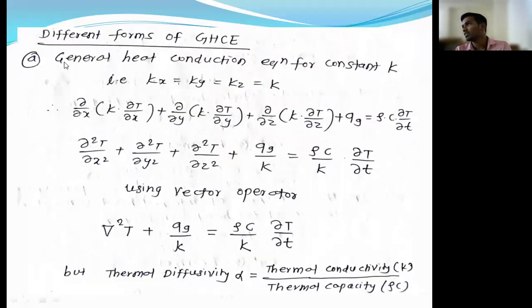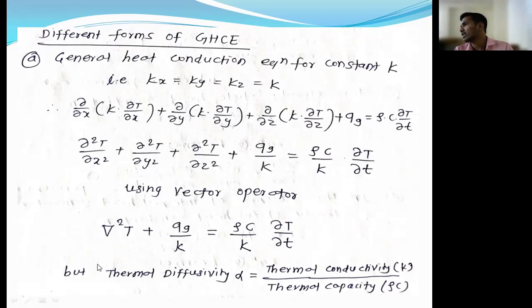In the first form, we discussed the case when the thermal conductivity is constant. Whatever the three directions x, y, z, we consider the thermal conductivity to be constant, meaning kx is equal to ky is equal to kz is equal to k. By using this, we get the general heat conduction equation: dou square T upon dou x square plus dou square T upon dou y square plus dou square T upon dou z square plus qg by k is equal to rho c by k into dou T by dou t. This is the general heat conduction equation in the Cartesian coordinate system.